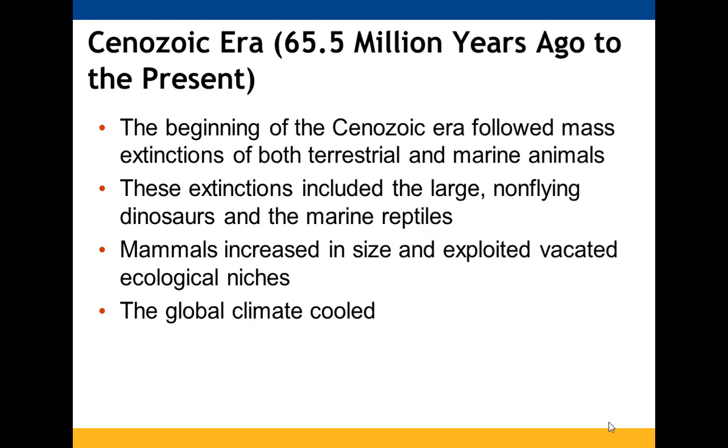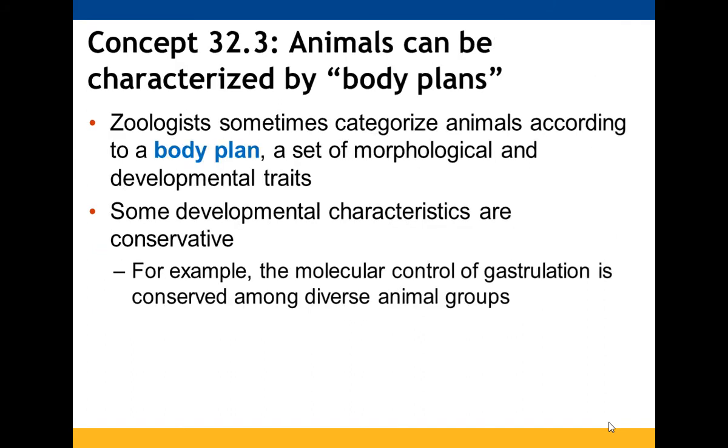In the Cenozoic Era, the one that we're a part of right now, 65.5 million years ago to now, we had some mass extinctions of both land and aquatic animals, the non-flying dinosaurs and marine reptiles. Mammals got larger. They took advantage of ecological niches that no longer had species, and the global climate cooled, which led to increased survival for mammals.